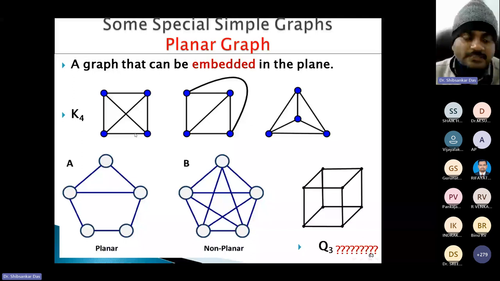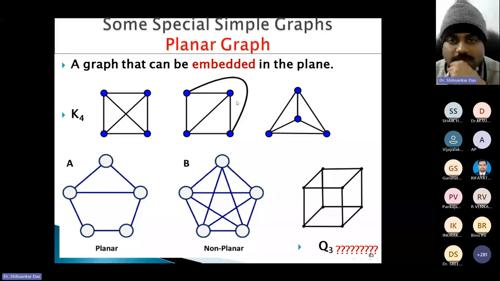This is K4. It does not seem like a planar graph, but if you draw the graph in this way so that there is no edge intersection. See, there is an edge intersection, but if you draw this edge in this format, there is no edge intersection. This is called an edge crossing, basically. So this is called a planar graph. K4 is a planar graph.